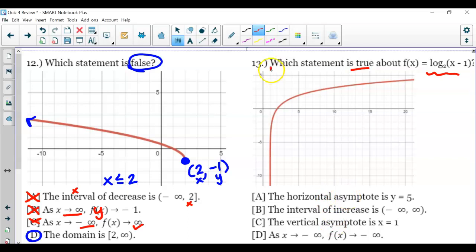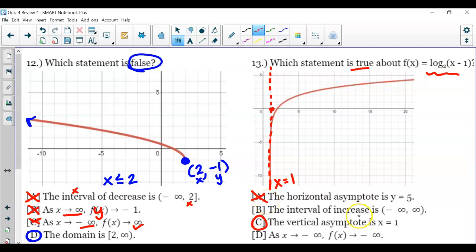Remember, for our log, we have that vertical asymptote, which is here at x is equal to 1, because we're crossing the x-axis at 1. So that means we're saying the answer is C. Let's check that the others are false.